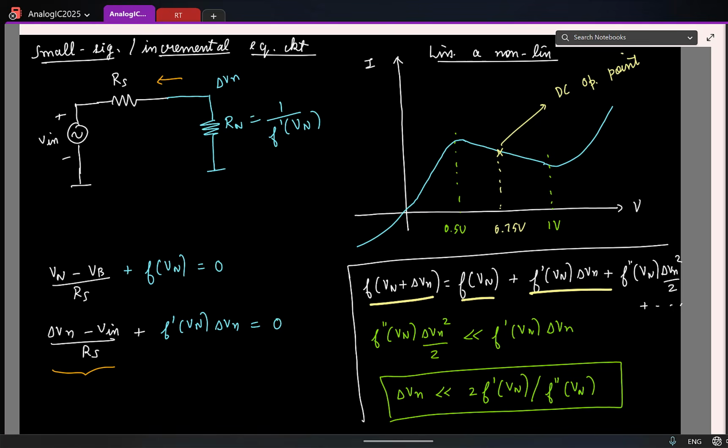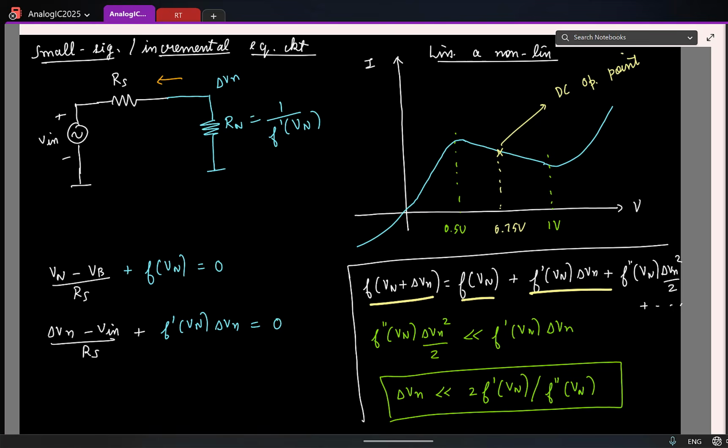This is the effective circuit that we have to solve for finding how much will be the change in the voltages, that is this delta Vn and so on. And remember, this small signal approximation we can do only if delta Vn satisfies this. I am highlighting this again and again.